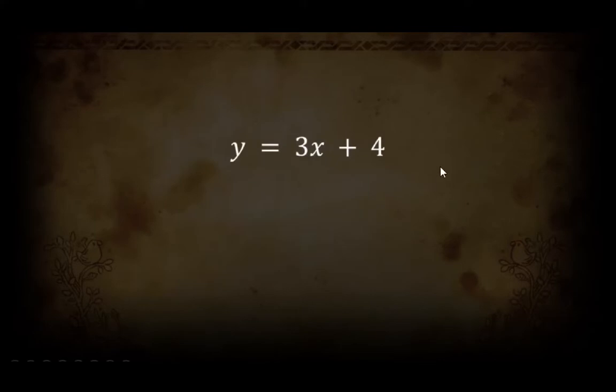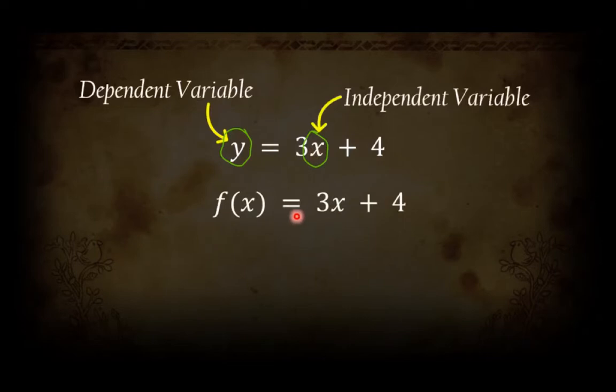And let's say if we have the function y equals 3x plus 4, then it can be written in this notation. By the way, y is the dependent variable, x is the independent variable. It is the same when we write it like this. In this notation, you have to remember that f of x means the value of f at x. It does not mean f multiplied by x. It is not a product.